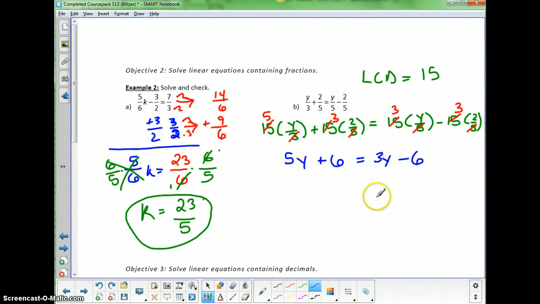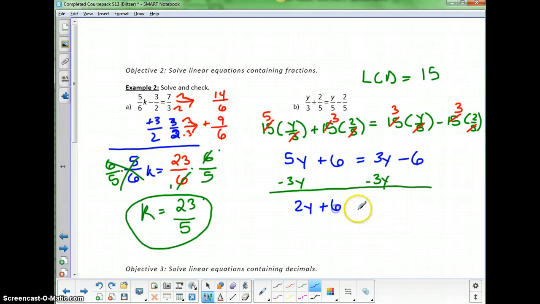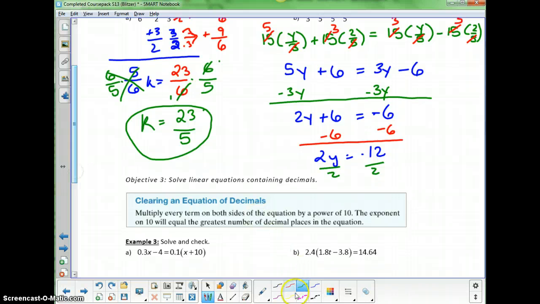There are some advantages to that. So when I start to combine my y's, I just need to subtract 3y from both sides. Alright, I've got myself now 2y plus 6 equals negative 6. Then I need to get rid of this 6, so I get my y by itself, so I'm going to subtract 6 from both sides. So 2y equals negative 12, and then divide by 2, we have y equals negative 6.